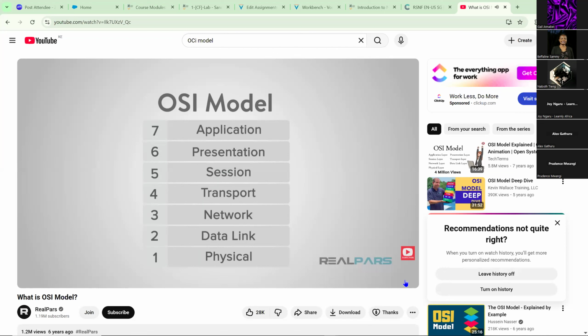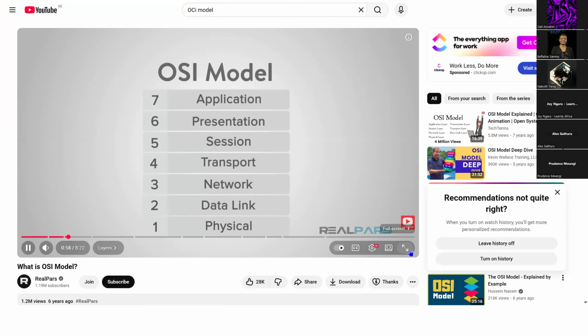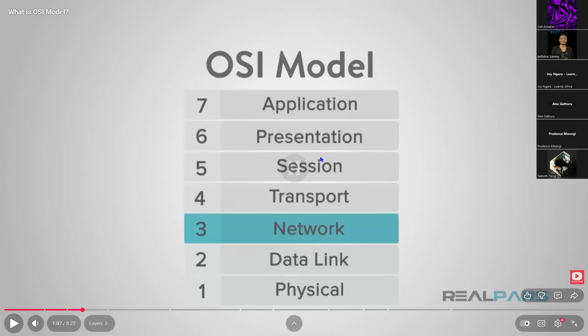From the top layer down, the layers are described as application, presentation, session, transport, network, data link, and physical.